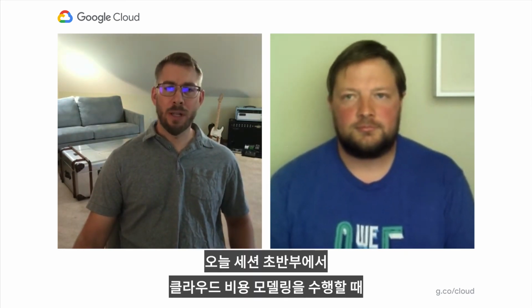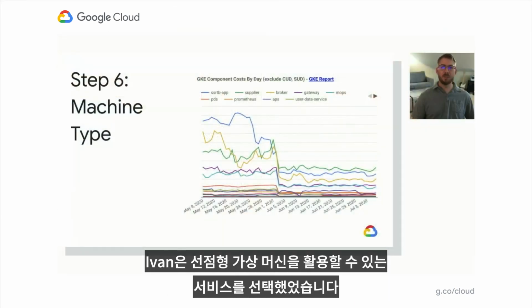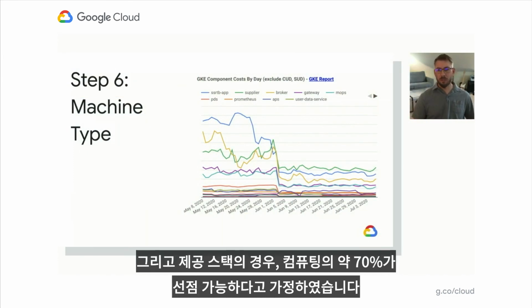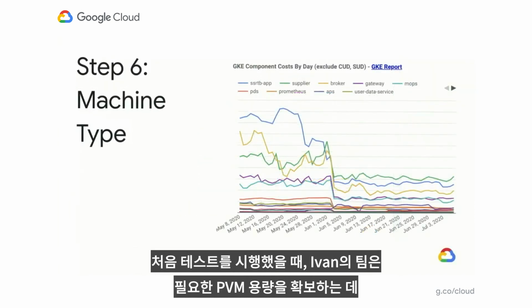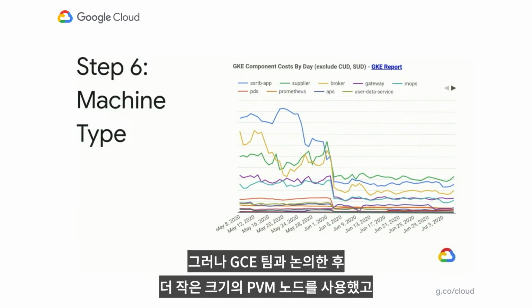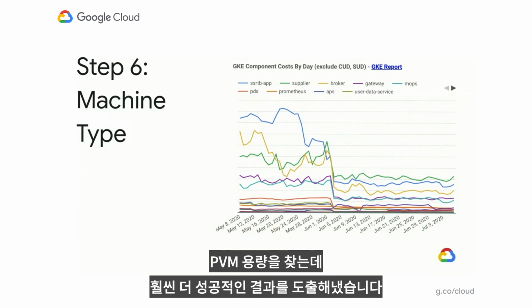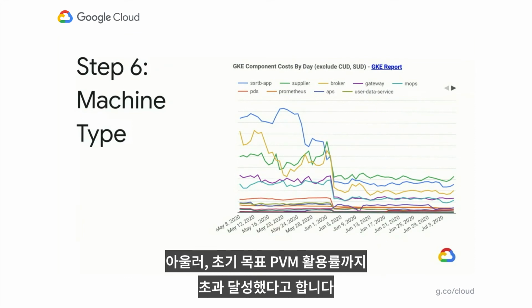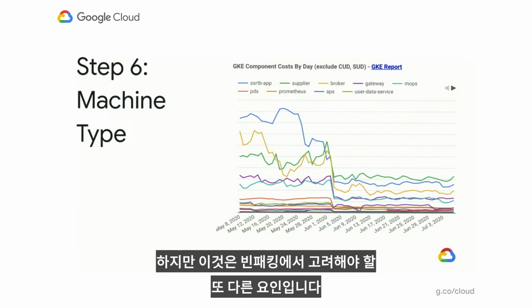Joel? Ivan. So early on, when we were doing our cloud cost modeling, Ivan picked out services that could take advantage of preemptible virtual machines. And for the delivery stack, we assumed that roughly 70% of our compute could be preemptible. Now, when we first tested, we were discouraged because it was hard to get the PVM capacity we needed. But after discussing with the GCE team, they encouraged us to try a smaller sized PVM node. After making that change, we were much more successful in finding the PVM capacity, and we've even exceeded our initial target PVM utilization. But it is another factor to consider in bin packing.